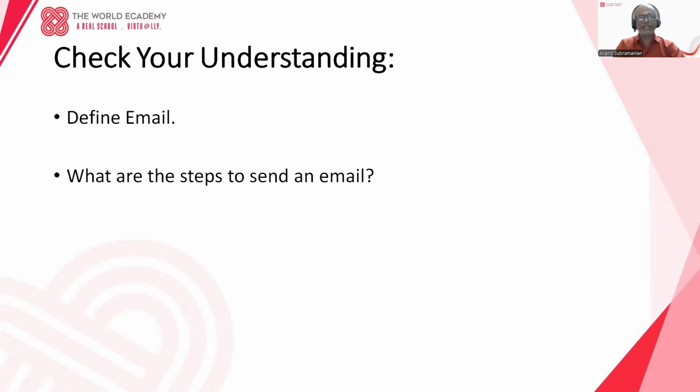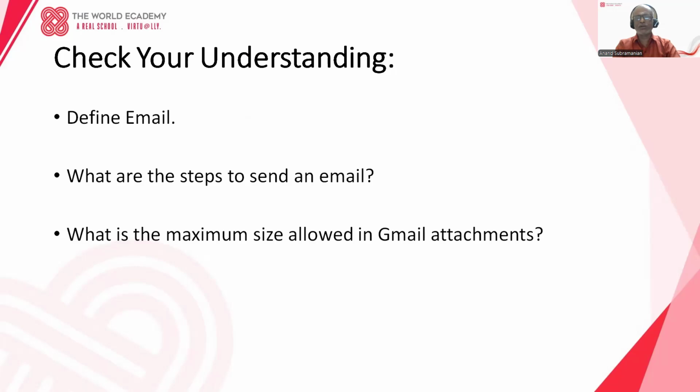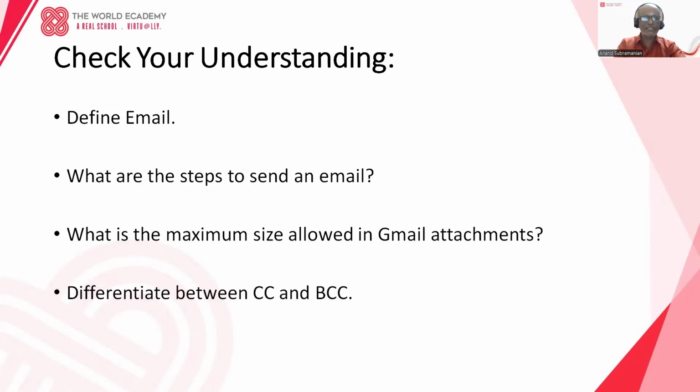What are the steps to send an email? Click compose, fill in the recipient, CC, BCC, fill in the subject, give the body of the email. If you want to attach anything, attach the files and then send it. That's it. What is the maximum size allowed for Gmail attachments? I told you, 25 MB. Differentiate between CC and BCC. This I already told you. CC sends a visible copy to others. BCC hides the recipients. You cannot see them.